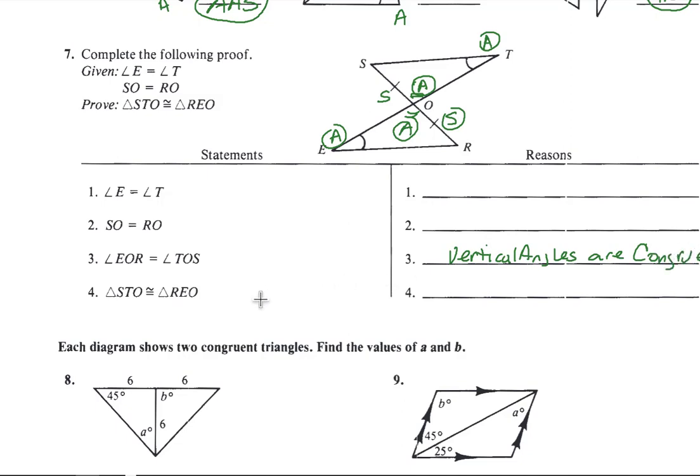And then by vertical angles, angle EOR is congruent to angle TOS. Their measures are equal, which means that the angles are congruent. So that's vertical angles are congruent. And we have an angle, angle, side pattern to prove that the two triangles are congruent to each other.